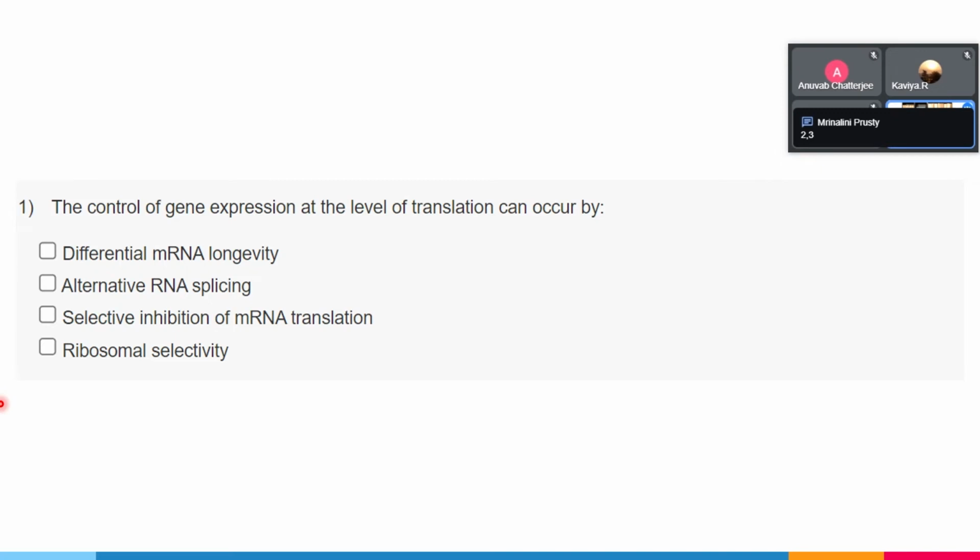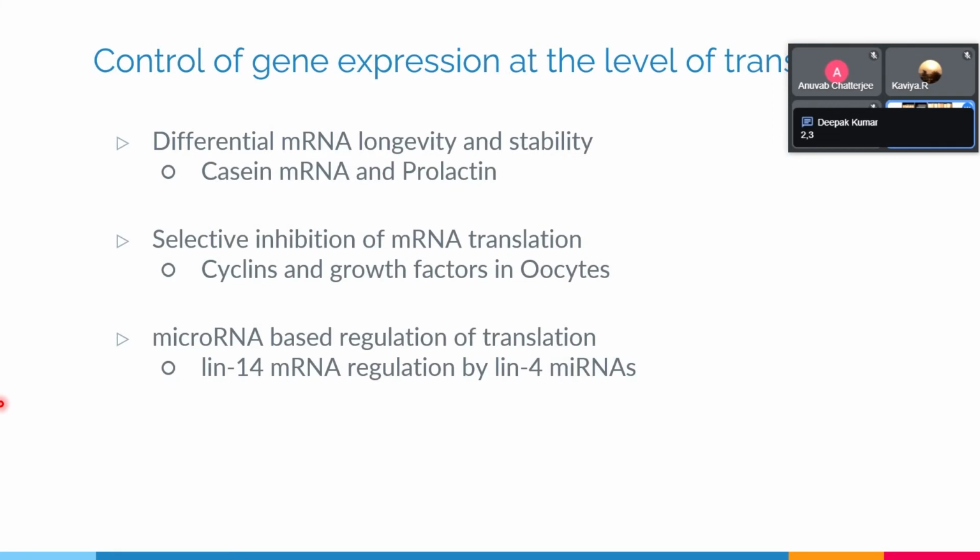Rinalini says alternative RNA splicing and selective inhibition of mRNA translation. Mohan says differential mRNA longevity and selective inhibition of mRNA translation. Anyone else wants to try? Shriyan says alternative RNA splicing and selective inhibition of mRNA translation. Deepak also says 2 and 3. Okay. So we go to the solution slide and look into it.